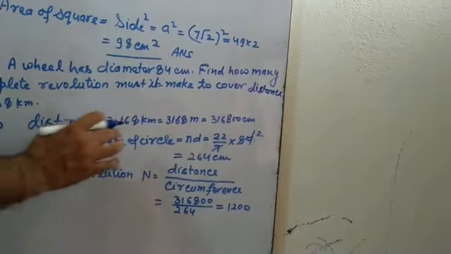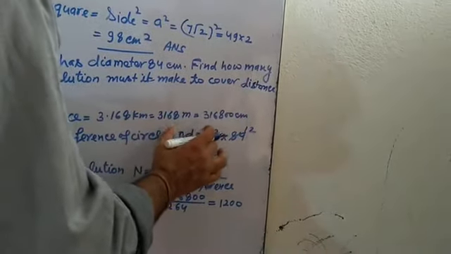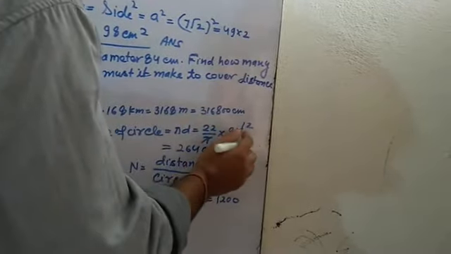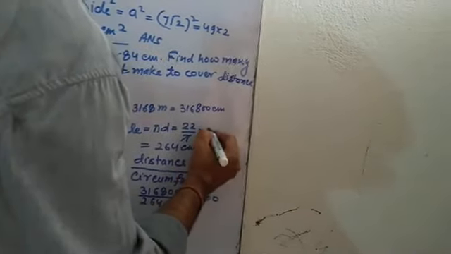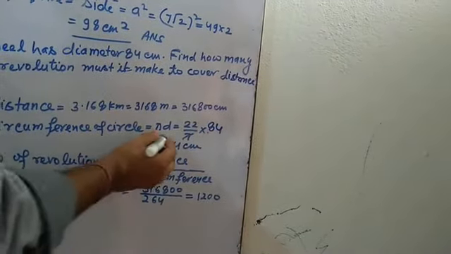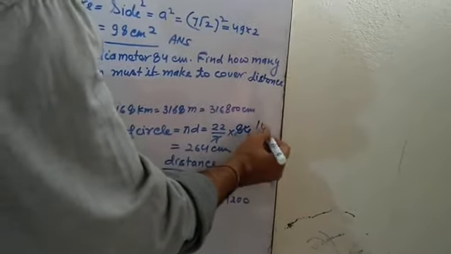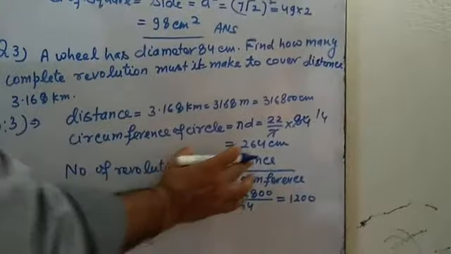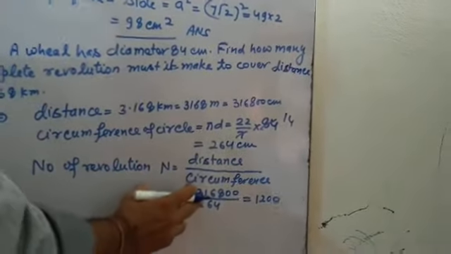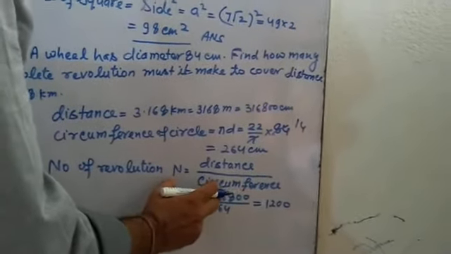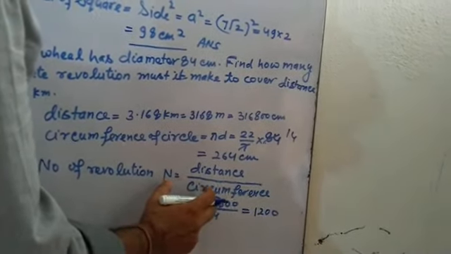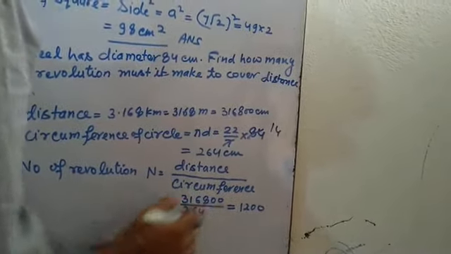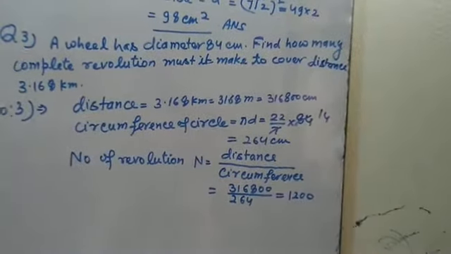Circumference of circle is pi d, pi is 22 by 7 into d, which is 84. After solving we will get 264 centimeter. Number of revolutions, capital N, equals distance upon circumference of circle. Therefore 3,16,800 upon 264, that is 1200 revolutions.